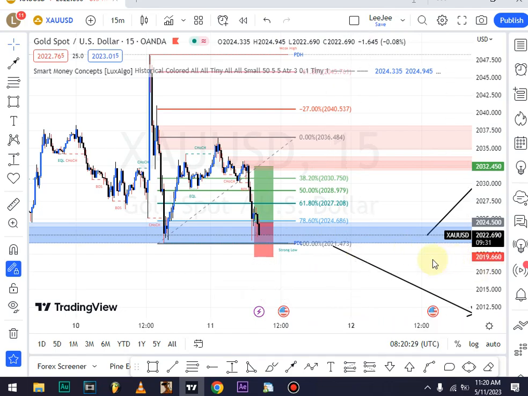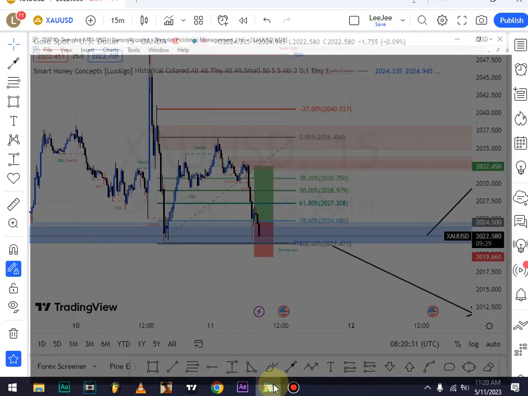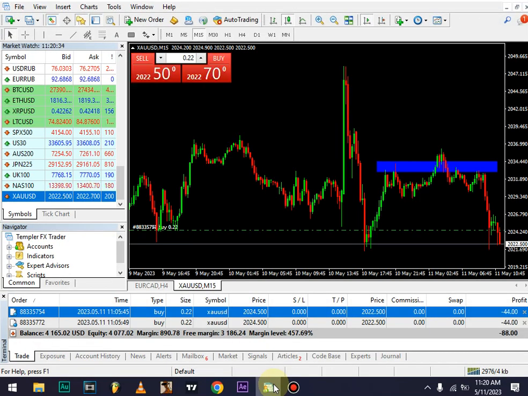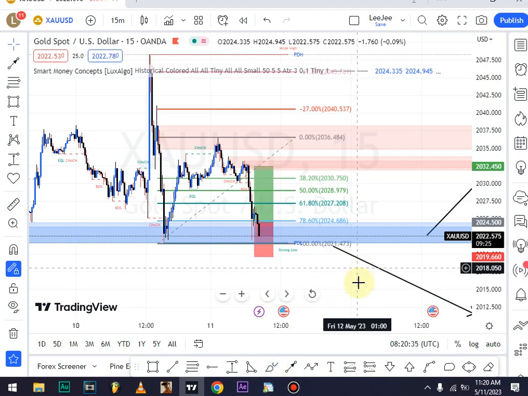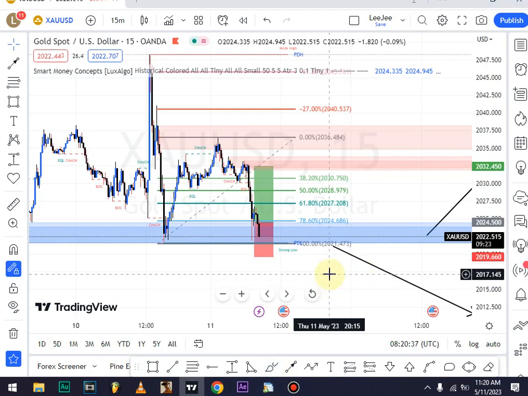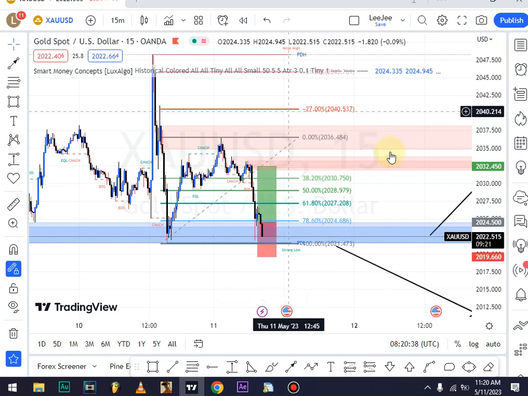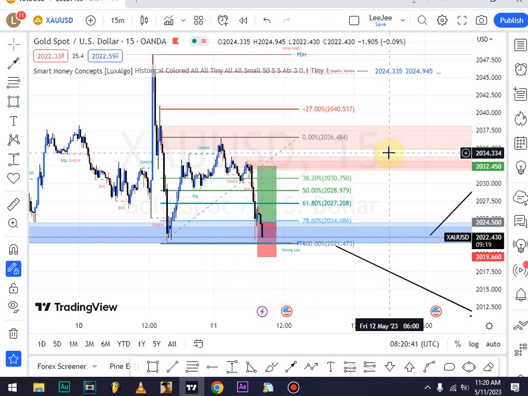Alright, so now we're still in a drawdown. I believe that's around $83, gang. $88 drawdown. But no problem, gang. I'm still going to hold on to this. I still have faith in it.